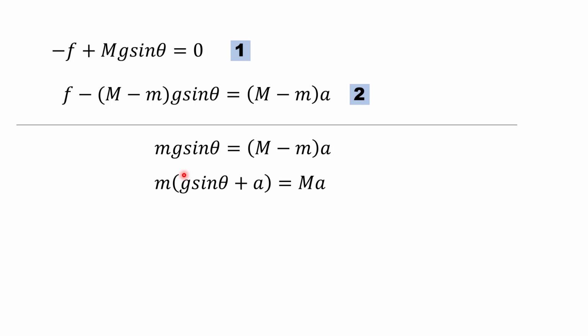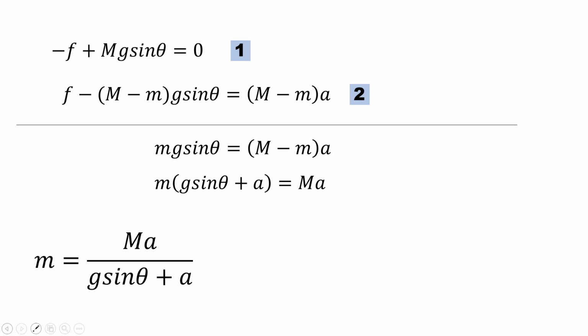Right. So I'm collecting like terms. I've just collected everything on the left that has a little m next to it. And on the right side, all that's left is capital M times A. What's left but to divide by this quantity in parentheses? And there we are. There's our expression for the mass of the load, also known as the piano in my presentation here.